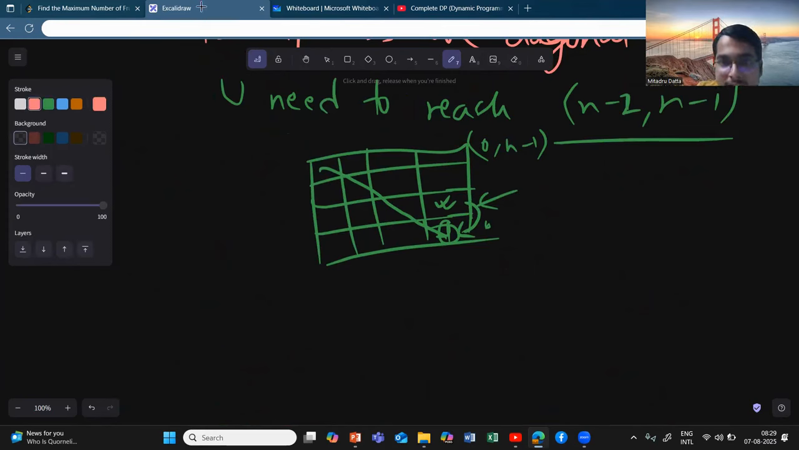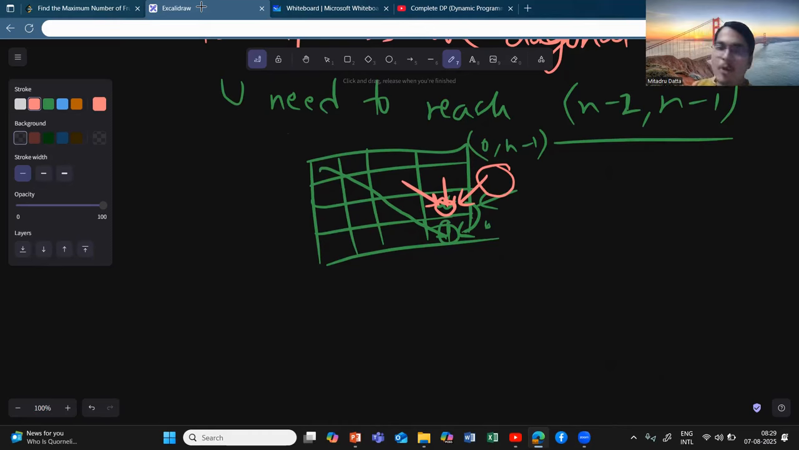So if a guy is standing here, what are the possible choices it could have come from? It could have come from here, it could have come from here, it could have come from here, and definitely we will take care of things like it could not come from somewhere outside the grid. And if it comes from anywhere here or here, we will just select the one with the maximum value.